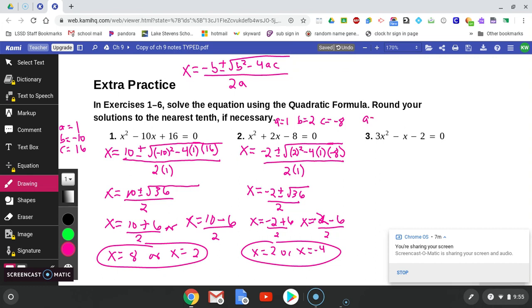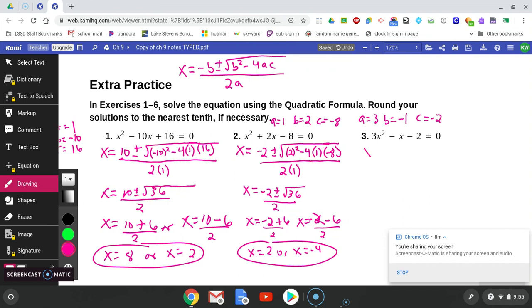All right, so I'm going to identify A, B, and C. And then I'll use my equation. So x is equal to the opposite of my b term. It was originally a negative 1, so I'll make it a positive 1, plus or minus the square root of b squared minus 4 times my a term times my c term, all over 2 times my a term.